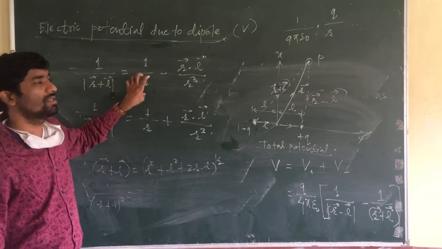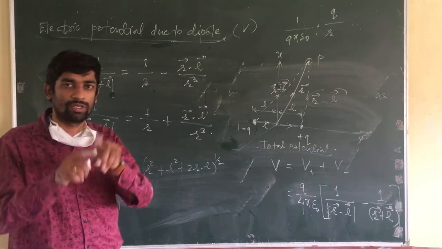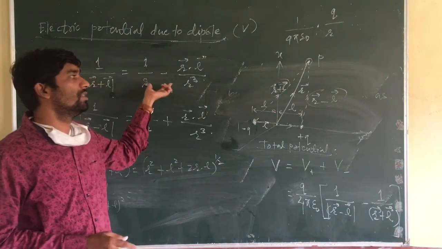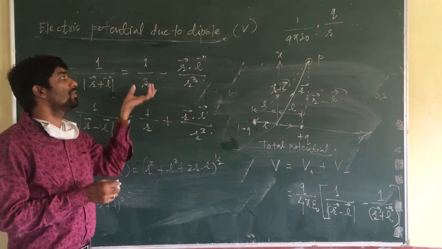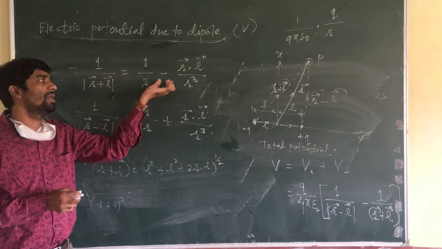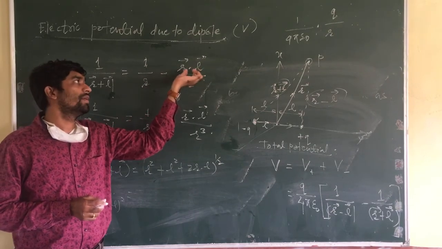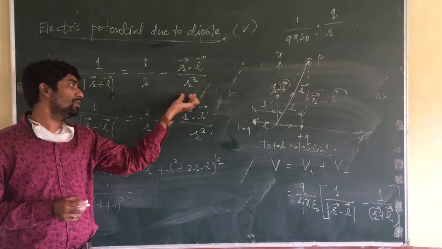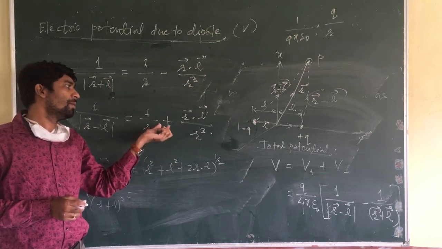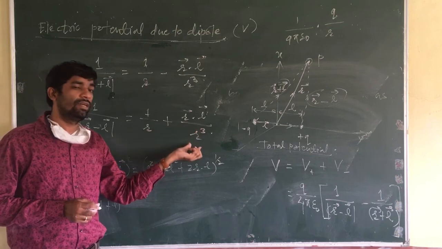If you want this, I will send you a picture in which you can see this derivation. So directly you can use this value. What is the value of 1 upon R plus L? 1 upon R minus R vector dot L vector divided by R cube, and 1 upon R minus L is equal to 1 upon R plus R vector dot L vector divided by R cube.